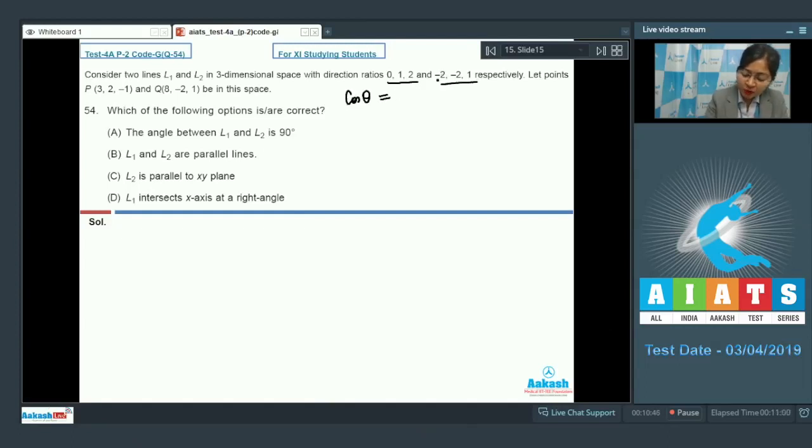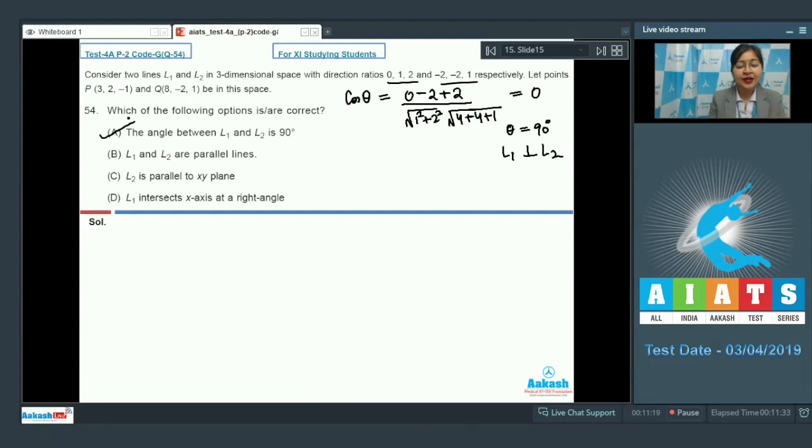Now cos theta will be equal to 0 into -2, that is 0, plus 1 into -2, that is -2, plus 2 into 1, that is plus 2, upon we will take under root of 0 square plus 1 square plus 2 square, into under root of -2 square, that is 4, plus -2 square, that is again 4, plus 1. Now here in the numerator it can be seen that it is 0. So the value of theta is 90 degrees. That means that L1 is perpendicular to L2. So option number A is correct, which says that the angle between L1 and L2 is 90 degrees.